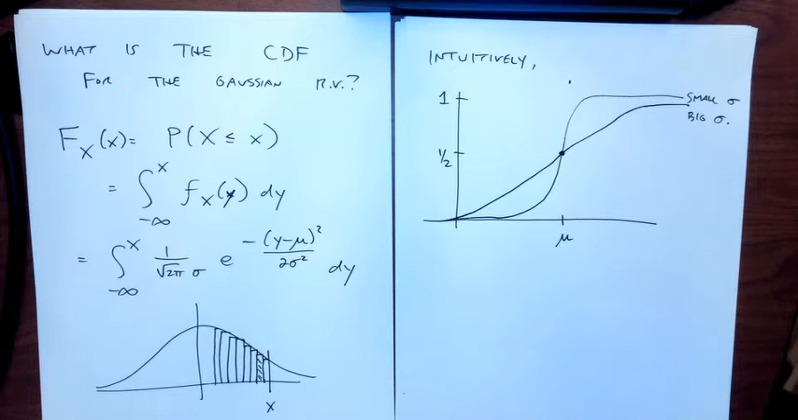Now, it would be really cumbersome to have to produce this numerical table for every possible value of mu and sigma, right? That would be a real pain. And so what happens instead is that we only make one lookup table, right? And we call it the standard Gaussian, okay?